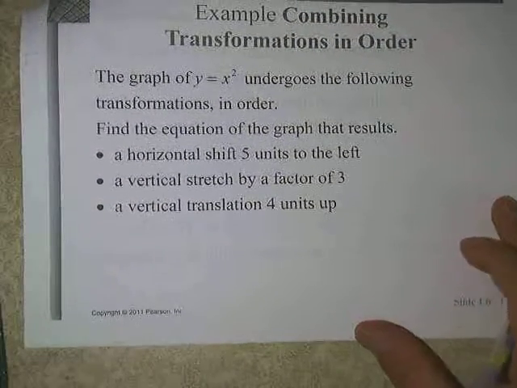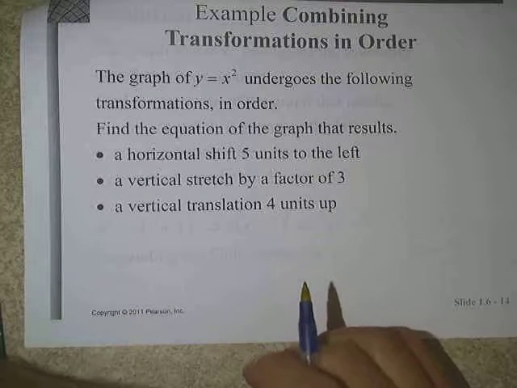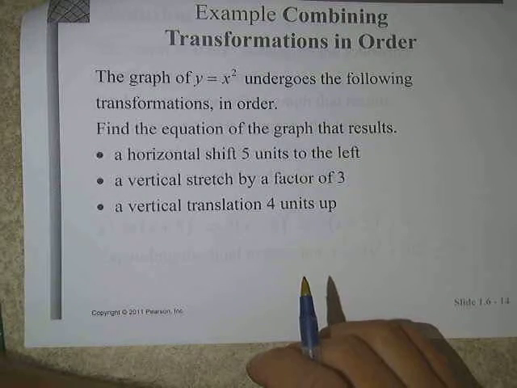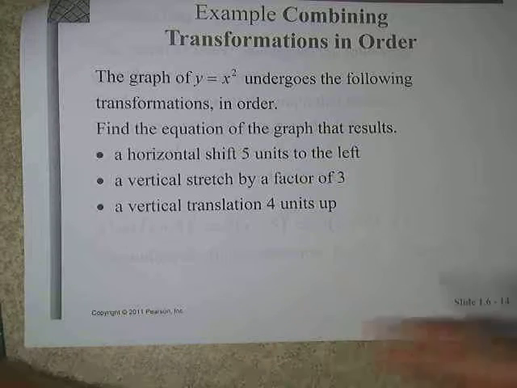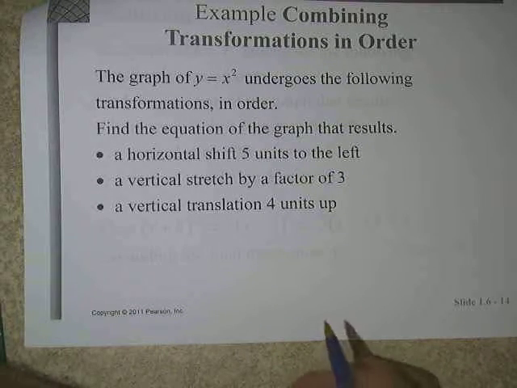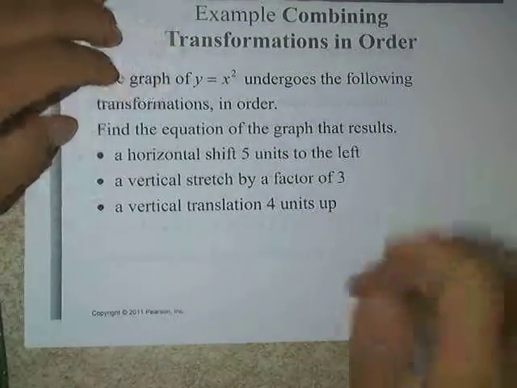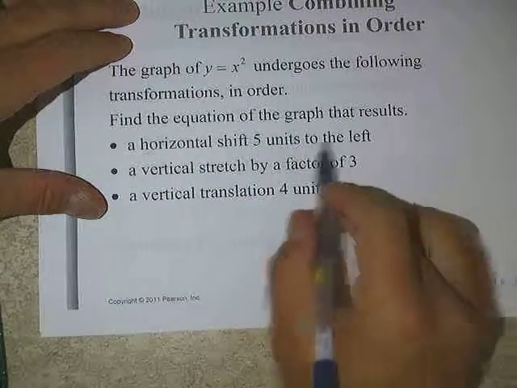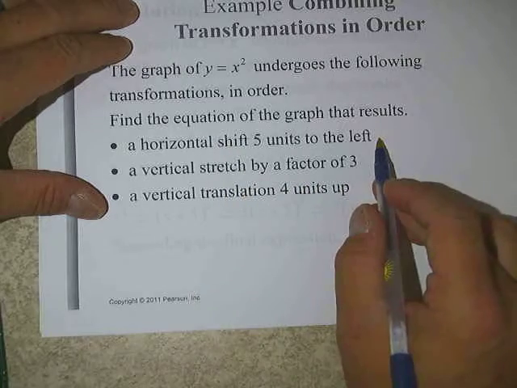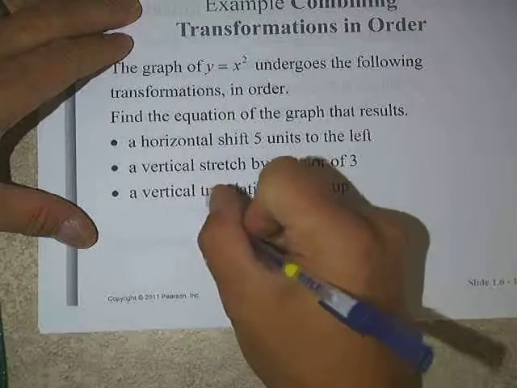All right. The last thing we're going to look at here is combining transformations in a certain order. Okay. So we have the graph of x squared here undergoes the transformations in the following order. And one thing you have to be careful with here is that if they give you a specific order of more than one transformation, you have to do it in that order, because if you did this in a different order, you might get a completely different equation. Okay? So if there's an order here, you want to make sure you follow the order very carefully.